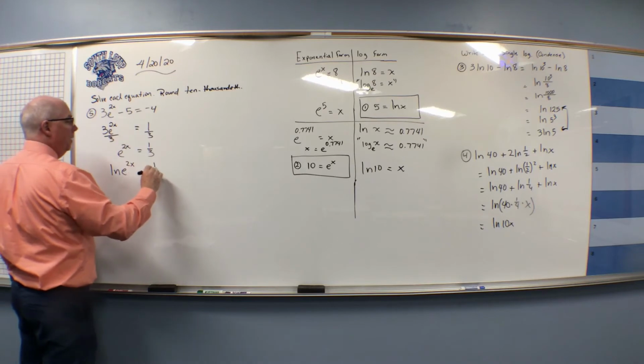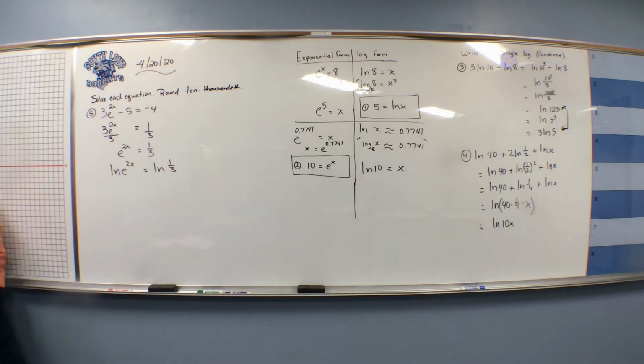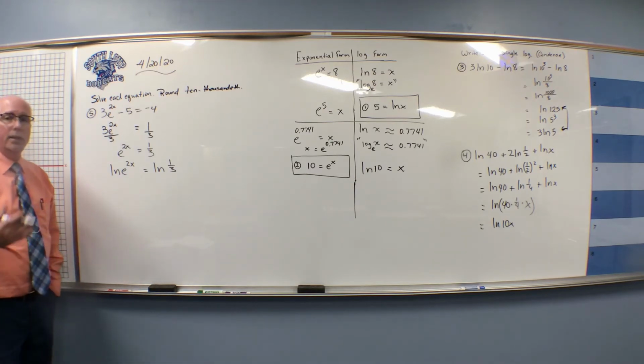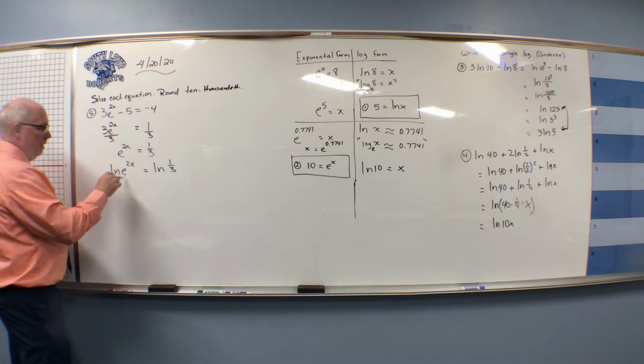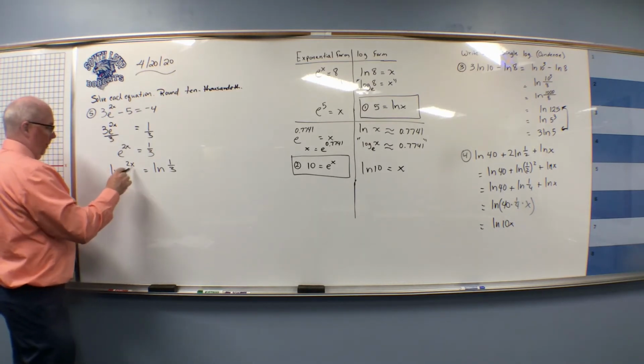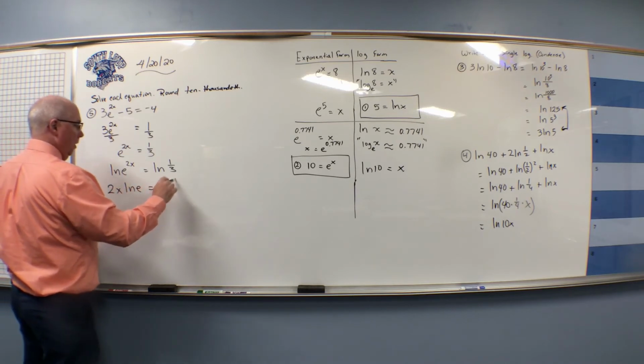Once we've isolated e to a power, we take the natural log of both sides. Now it's very important that you take the natural log of both sides. If it wasn't for e, you could take the common log of both sides, which is normally what we did in the last section. But in this case, since it's a base of e, we're going to take the natural log of both sides. And I use the power rule. So we have 2x times the natural log of e equals the natural log of 1/3.